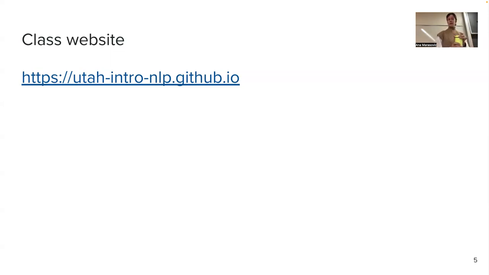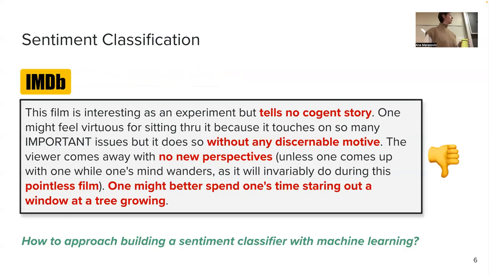Okay, then we are going to go into our first more technical lecture. Today we are going to talk about how to approach building an application, a software, a program that can exhibit some kind of language understanding and language use.